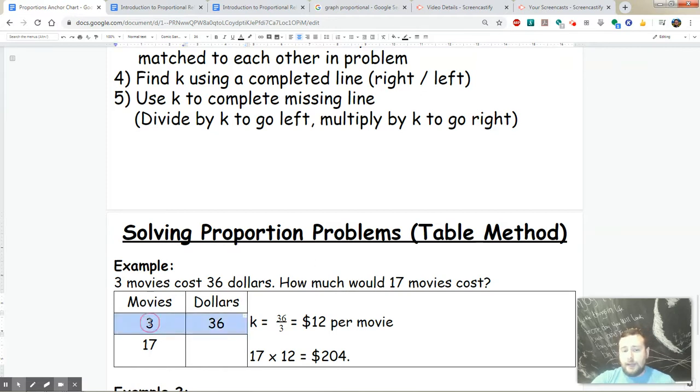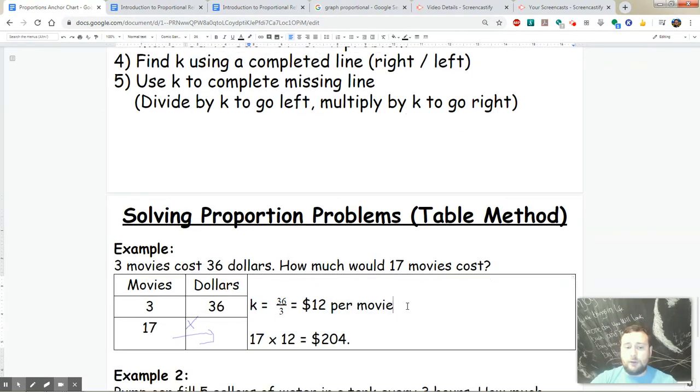I use the line that I know to find a K. K is one column divided by the other. I usually do right divided by left, so 36 divided by 3, which gives me $12 per movie. Once I know that, I also remember that to go right, I have to multiply. And so 17 times 12, $204 to watch 17 movies. Pretty straightforward, okay?